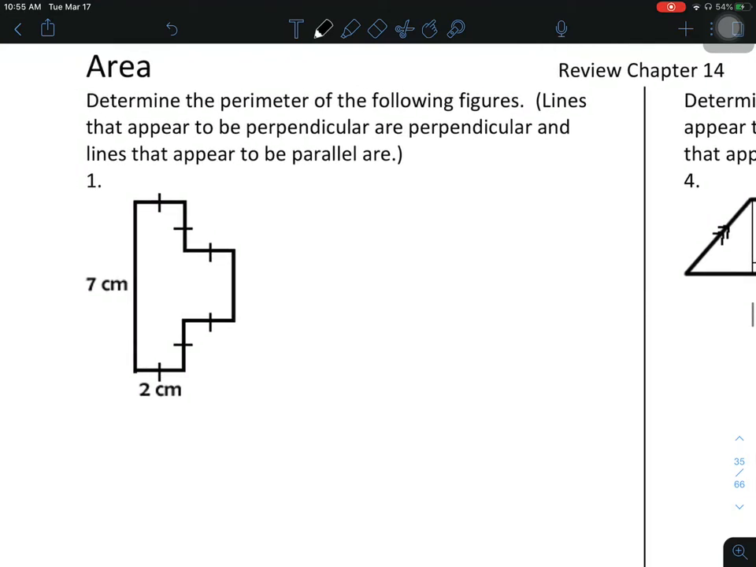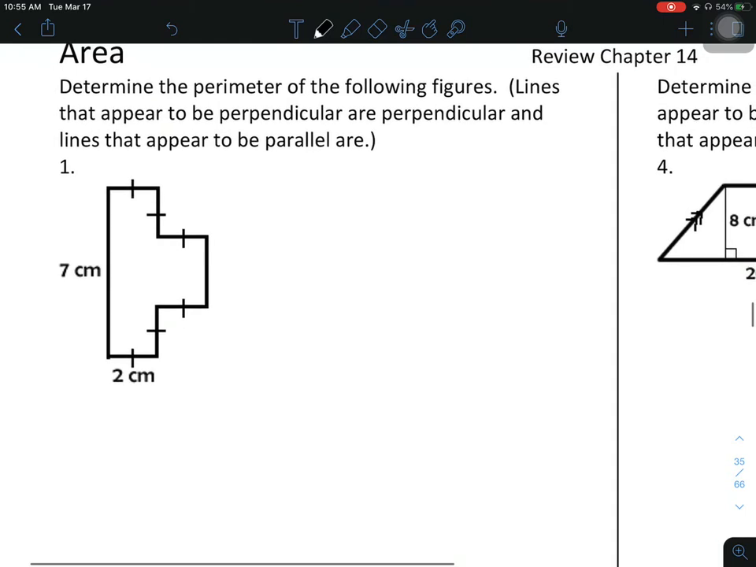Determine the perimeter of the following figures. Lines that appear to be perpendicular are, and lines that appear to be parallel are. So to find the perimeter, we're going to add up the lengths of all the sides.